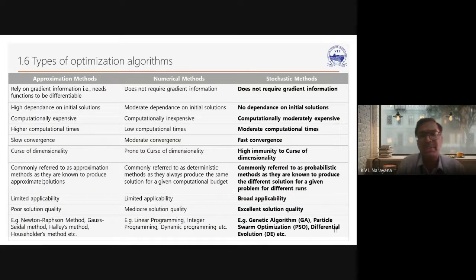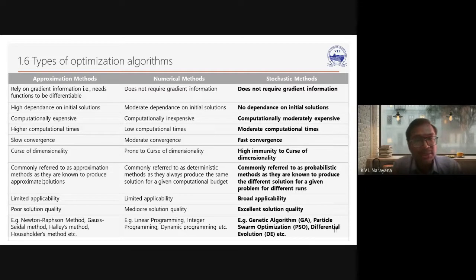So this particular slide gives you the information about the different types of optimization algorithms, like approximation methods, numerical methods, and stochastic methods. The differences among these three categories are given very clearly in the slide you can see here. The first type is calculus-based approximation methods, like the Newton-Raphson method and the Gauss-Seidel method. These all rely on differential information. Whatever function is to be optimized, it must be differentiable. Then only we can get the feasible solutions.